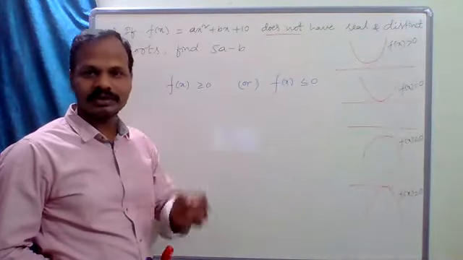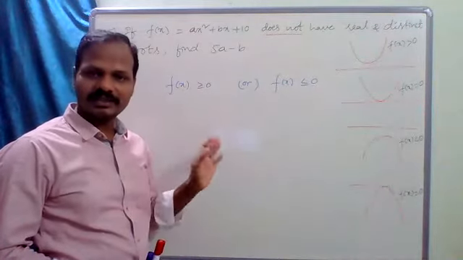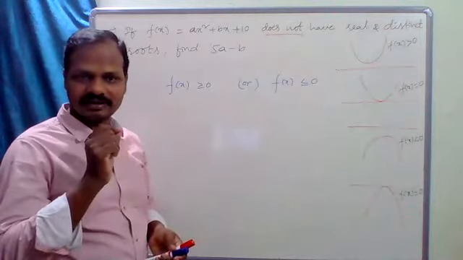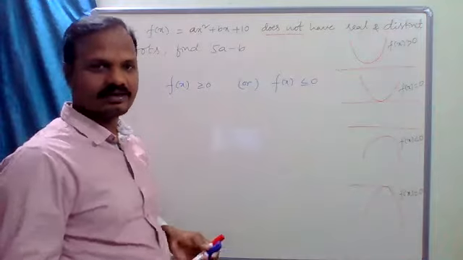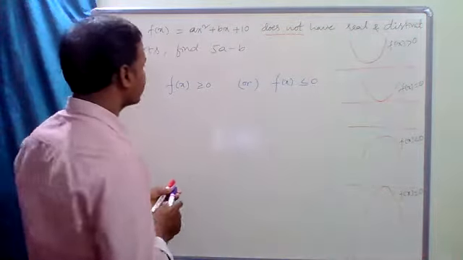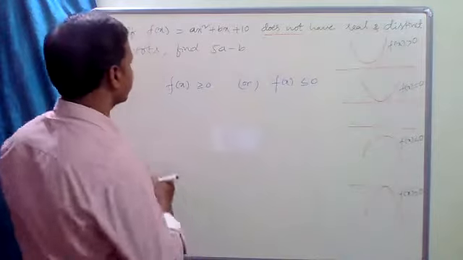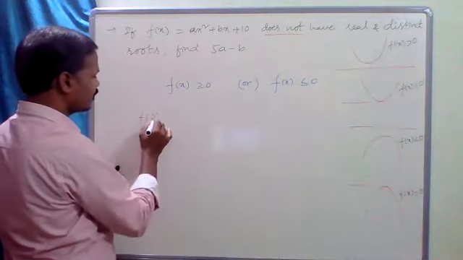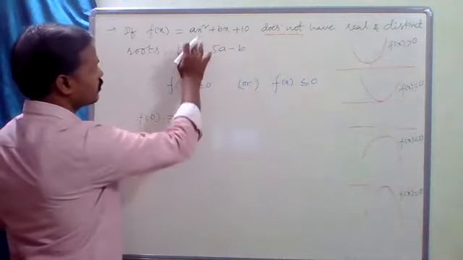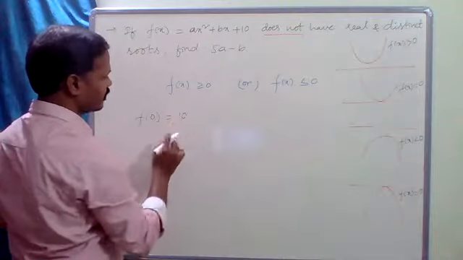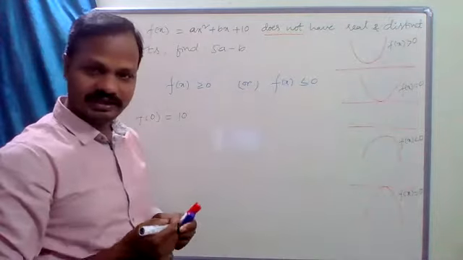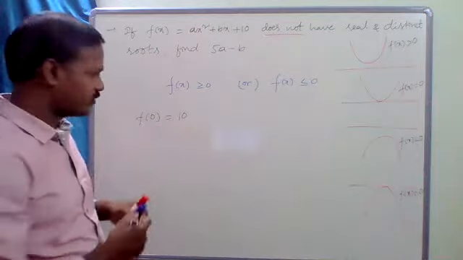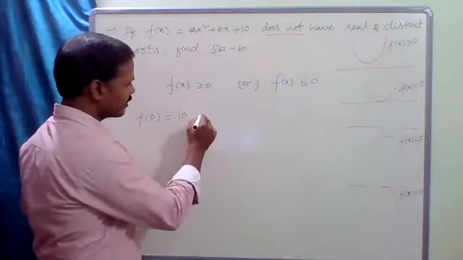So which is correct? How can we decide? This will be decided by substituting some value, that is trial and error. For example, I will take 0. I am finding the value of f of x at 0. F of 0 equal to 10. I am calculating the value of the function at 0. Then what is the function value? 10, which is greater than 0.